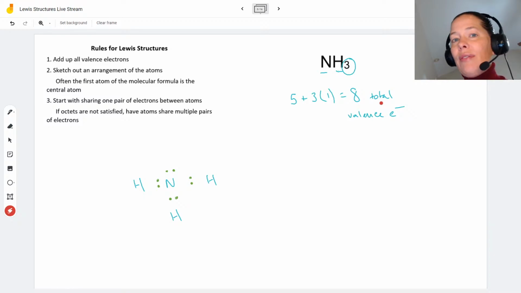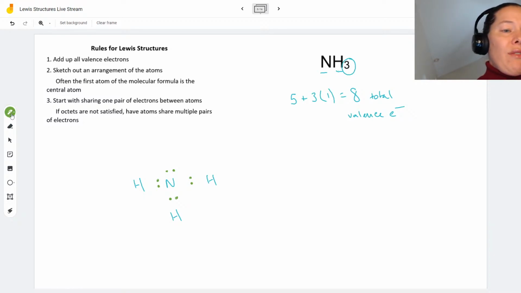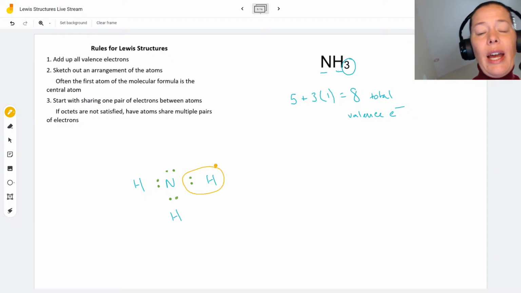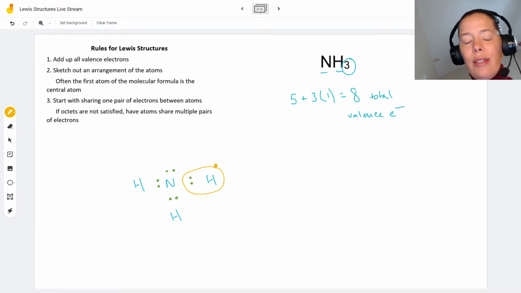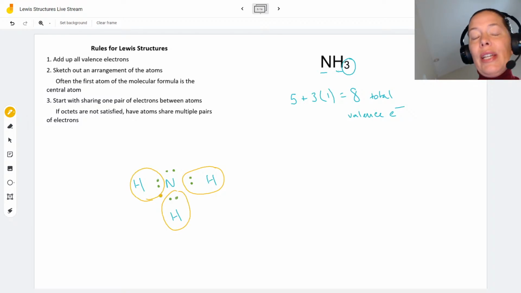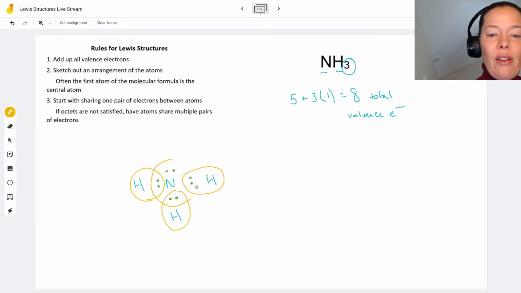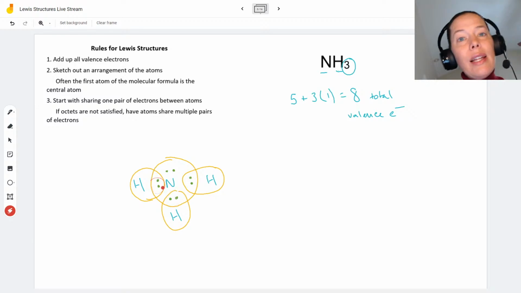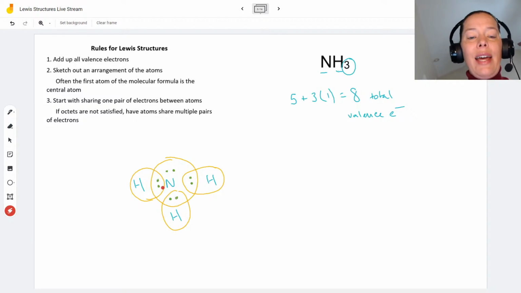Now let's see if I've satisfied the octet for all of my atoms. Okay, so this hydrogen has 2 electrons. It's fine. The same with this hydrogen and this hydrogen. Now I need to check my nitrogen. Here are all the electrons around my nitrogen, and you can see I have 2, 4, 6, 8 electrons. So nitrogen also has an octet that is satisfied.